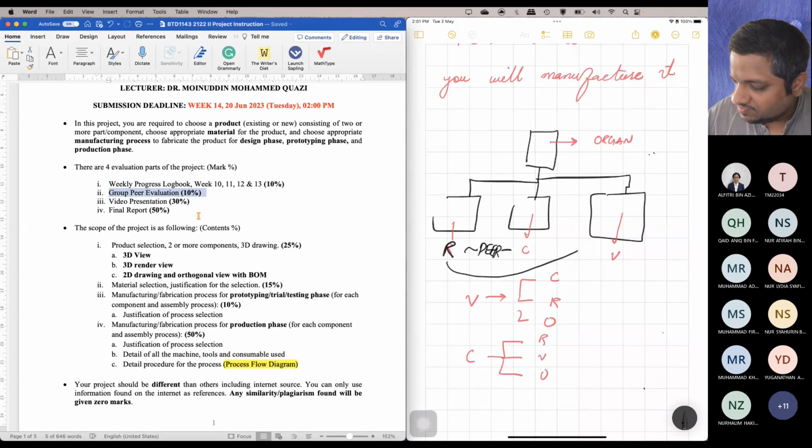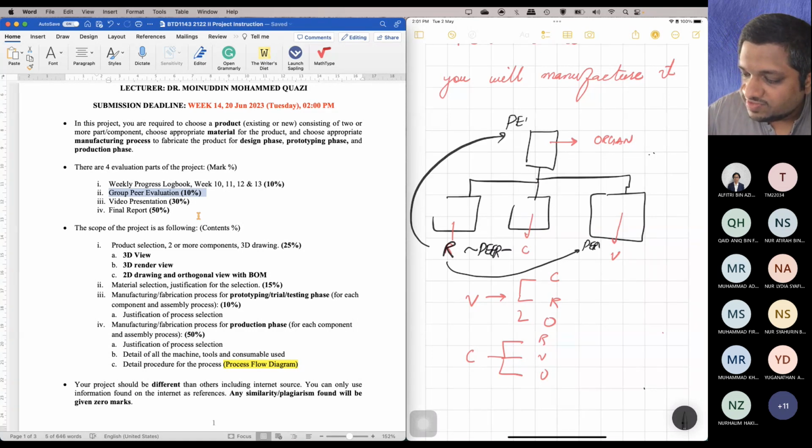R is a peer of V. You guys are working in a team. It means that other people who are working in the team are your peers. So all of them are your peers. So when you're working in a team, then you have to do group peer evaluation.